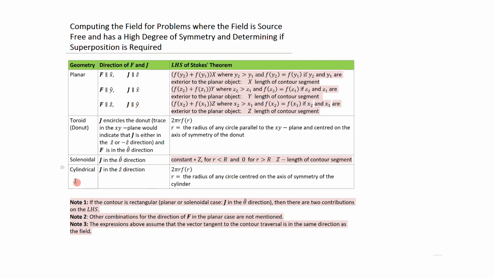And finally, for the cylindrical case, it was 2 pi r f of r being the constant that we're trying to compute. It was only a function of the radius. r was the radius of any circle centered on the axis of symmetry of the cylinder. So this was basically the radius of the contour segment.